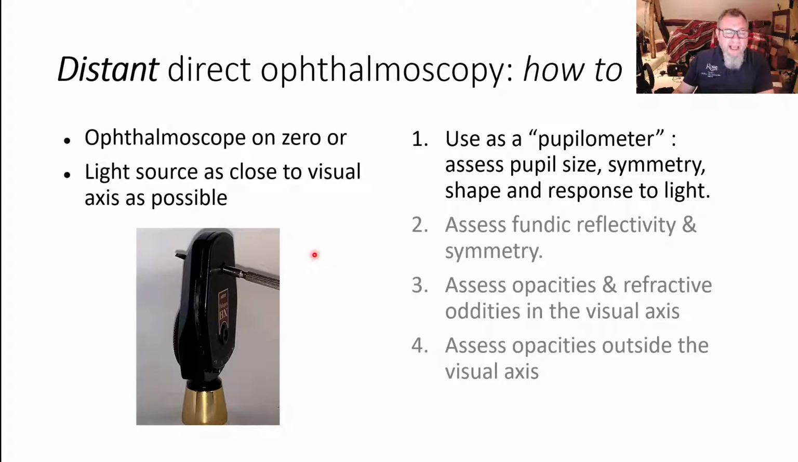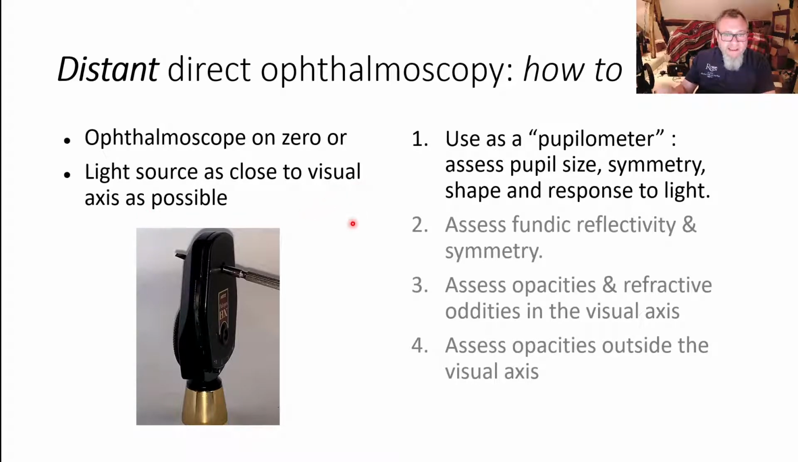So how do we do distant direct ophthalmoscopy? The first thing to do is to use our ophthalmoscope set on 0. This is an old ophthalmoscope, and just to show you, this is in the 0 position. That means there are no lenses in that whole viewing window. The alternative is to use a light source as close to our visual axis as possible, and that can be our smartphone camera, or it can be just a pen torch held close to our eye, or a thin illuminator.